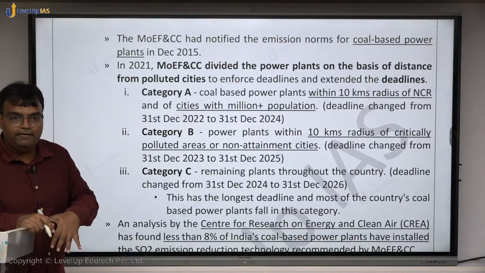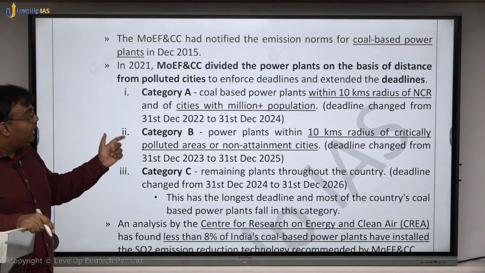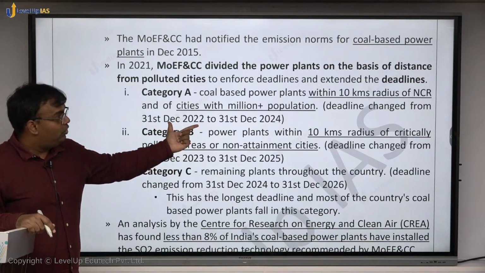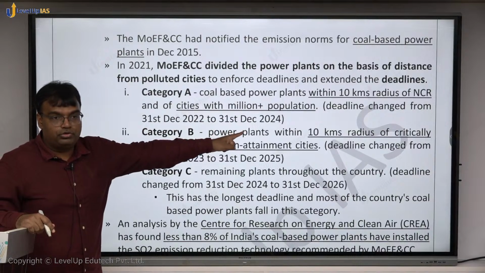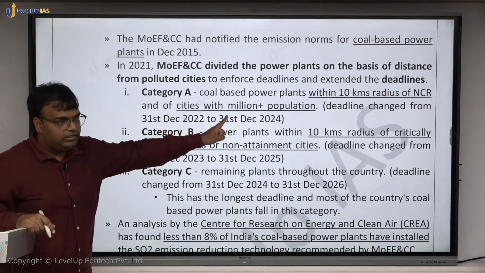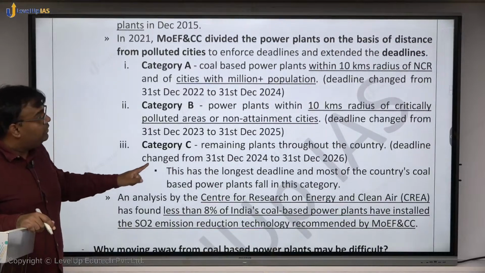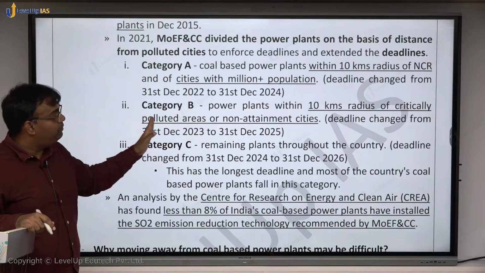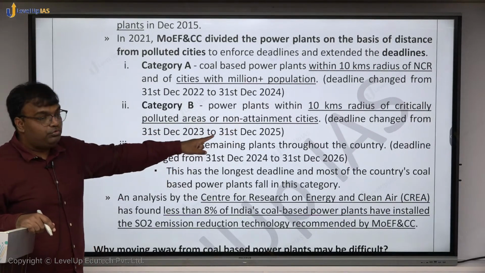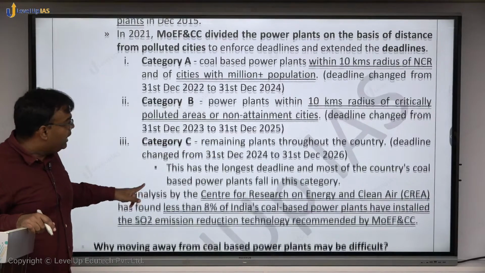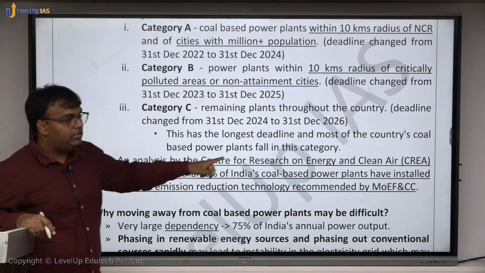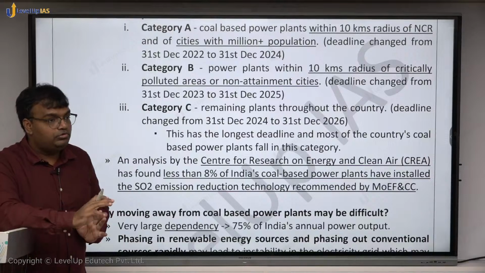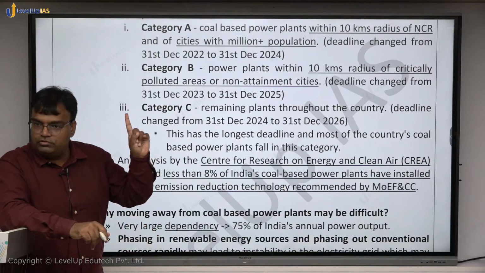NCR is a very polluted region. NCR or any city with million-plus population, they have to meet their emission norms by December 2024. Earlier it was December 2022, further it has been relaxed to December 2024. Power plants situated within a 10 kilometer radius of a critically polluted area or non-attainment city have to achieve this by 31st December 2025, and category C, the remaining power plants, have to achieve their emission norms by 2026. So the government has kept on extending, as we said, most of the power plants have not fulfilled the emission norms. So 2015 में government लेके आई थी.